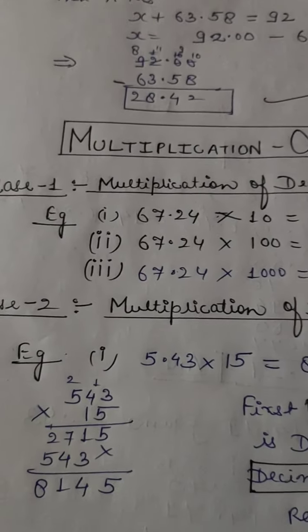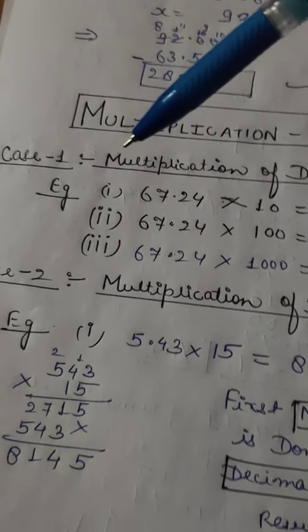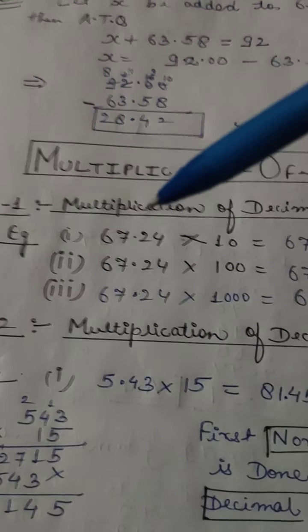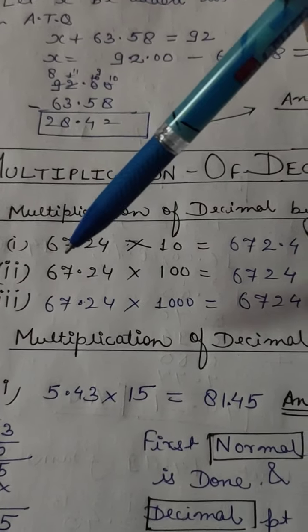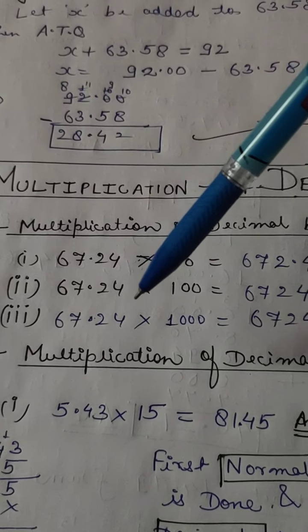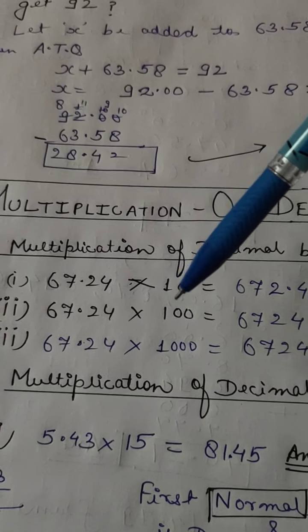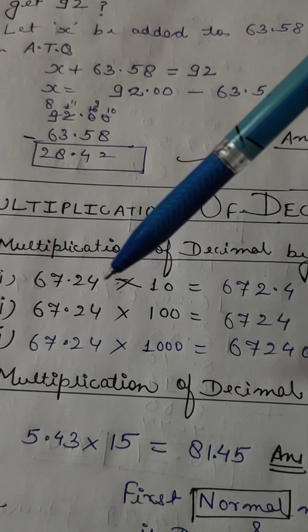Next topic is multiplication of decimals. In this we will learn how to multiply two decimal numbers. It can be further classified into three cases. Case 1 is multiplication of a decimal by 10, 100 and 1000. See here, I have shown by taking an example that if a decimal number is multiplied by 10, 100 and 1000, then the decimal point is shifted to the right hand side.